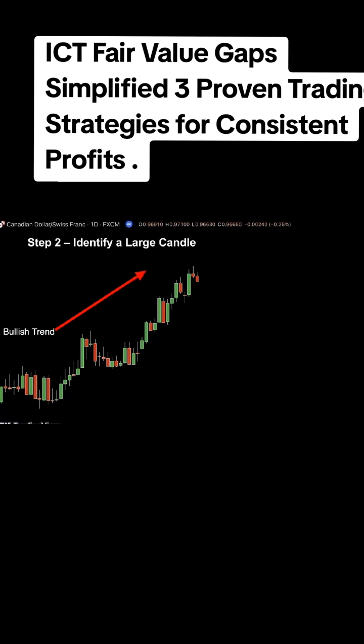Step 2. Identify a large candle. Once the trend is determined, your next task is to locate a large candle with a significant body and minimal wicks.